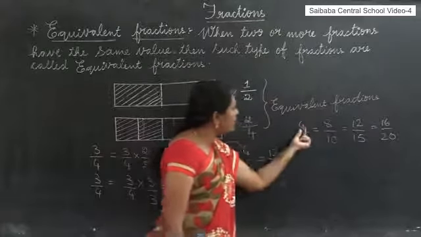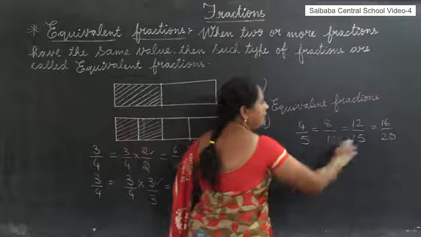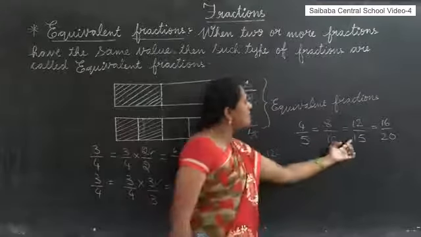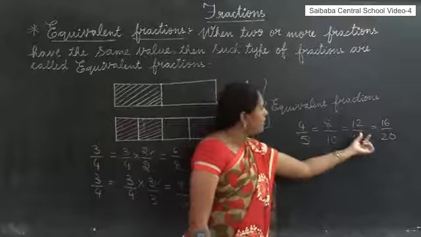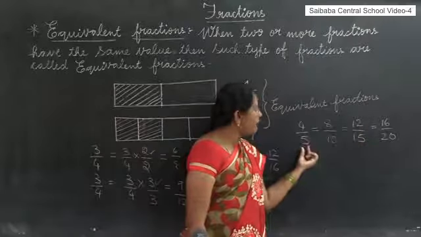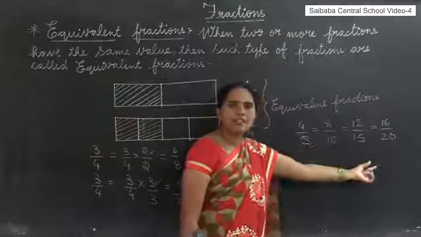Again I multiplied the same fraction by 3. 4 3s are 12, 5 3s are 15. This is also an equivalent fraction of 4 by 5. Now again I multiplied 4 by 5 by 4. 4 4s are 16 and 5 4s are 20.